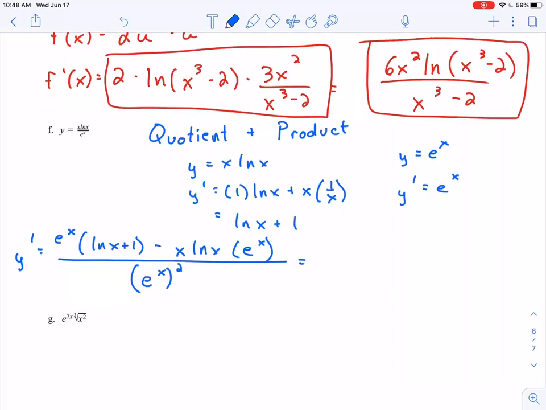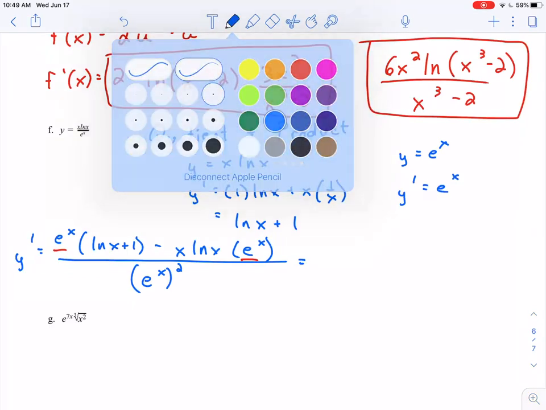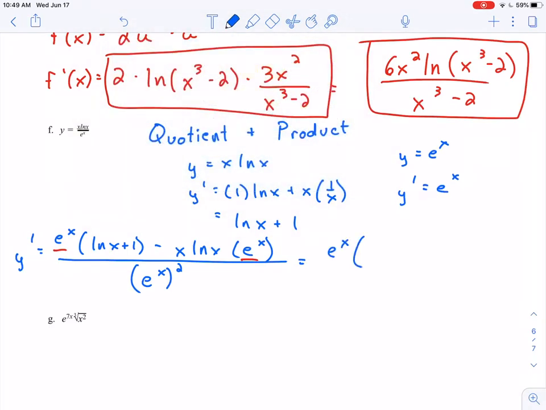So let's see. Again, if you wanted to stop right here, I think that's perfectly fine. If you really want to simplify it, a couple things I think we can do here. We can factor out e to the x. So that would leave me with e to the x. My numerator, I'm left with natural log of x plus 1 minus x natural log of x. None of those are like terms, so I can't combine anything.